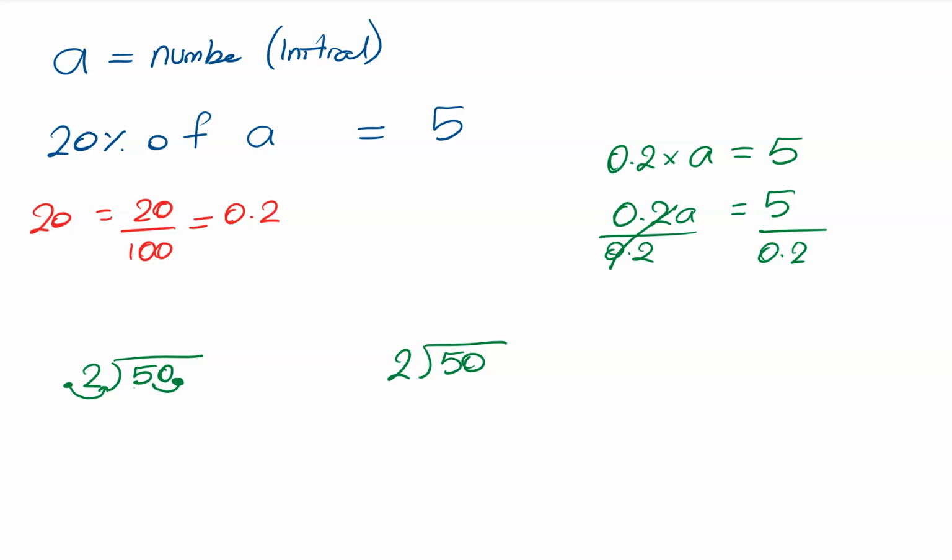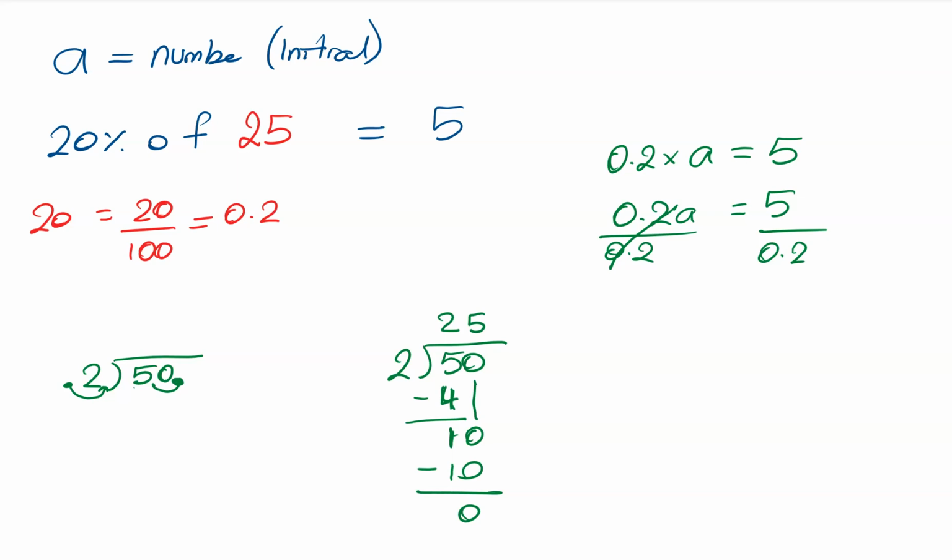So let's go through our division process. Well, 2 goes into 5 twice, and 2 times 2 is 4. Alright, so 5 minus 4 is 1, and we drop down our 0. Alright, now 2 goes into 10 5 times. 5 times 2 is 10, and we find there's no remainder. So therefore, our solution is 25. And that will be the exact answer we're looking for over here. So therefore, A, we can replace it with 25. So 20% of 25 equals 5.